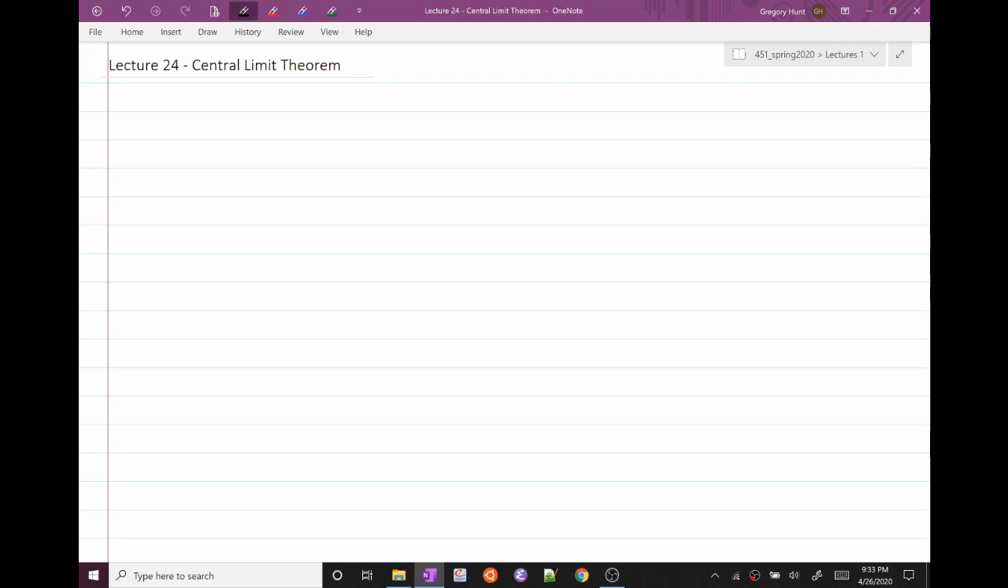And so I think that would be a nice way to close out the course, going all the way from knowing nothing about probability to proving the central limit theorem. So we're going to start with an example, just to review.